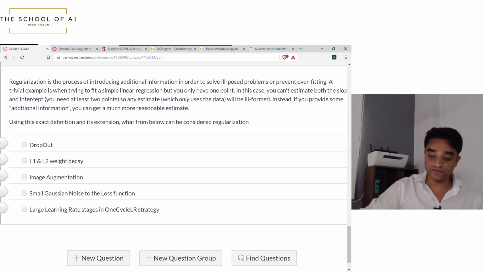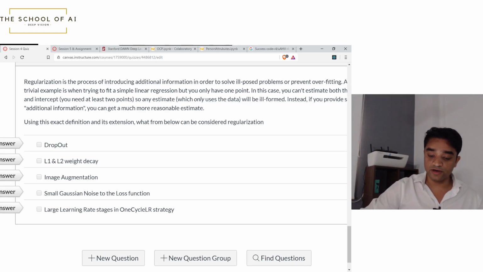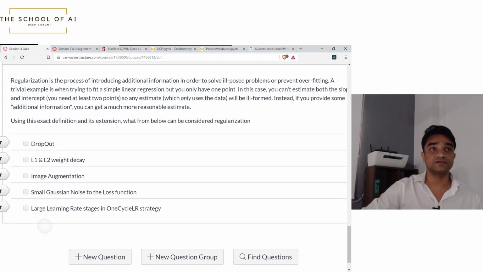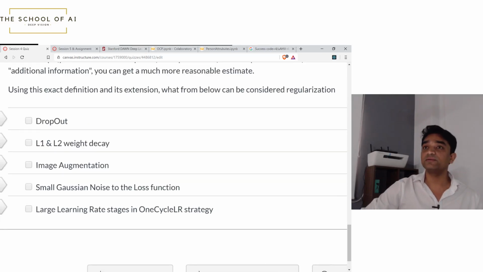Now, using this concept definition and its extension, what all can be considered regularization from below? All of these are regularizations. Whenever you're using any one of them, you're changing your data slightly. All of them can be replaced by image augmentation. All of them can be replaced by specific learning rate changes or Gaussian noise added to your loss functions also.